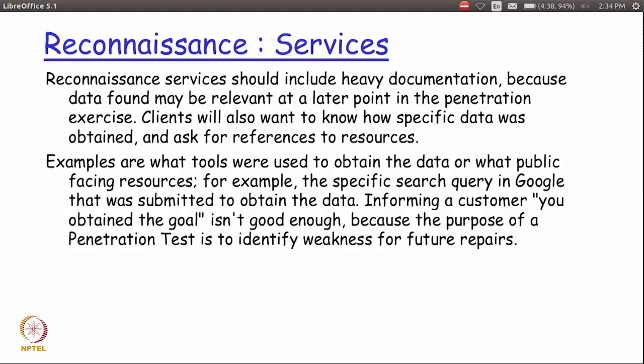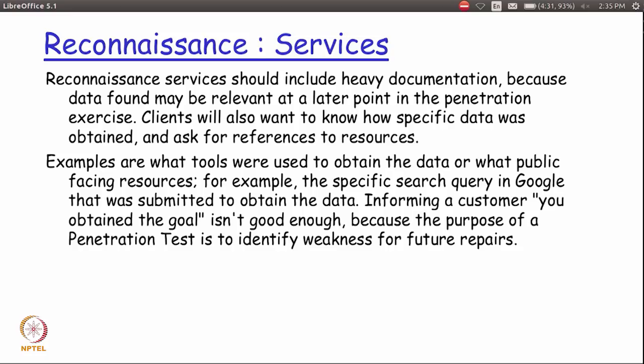So, what kind of services typically go in reconnaissance? It should basically have an extensive amount of documentation, because the data that we find out as part of doing the reconnaissance is something that is going to be used in the penetration testing subsequently in our next set of steps. So, I should have the necessary detailed documentation of whatever has been found out as part of this reconnaissance, so that when I am, as a penetration tester, starting to do the attack, I do have all the details in front of me in black and white and not really depending on my memory capacity as a penetration tester.